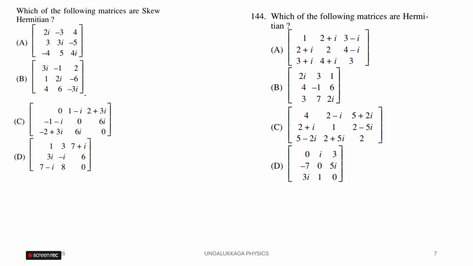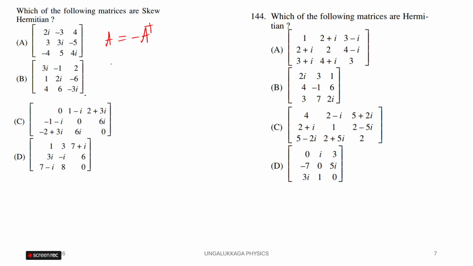Let's move on to the next problem. Which of the following matrices are skew Hermitian matrices? What is meant by skew Hermitian matrices? You have to check for A equal to minus A dagger. That's the condition for skew Hermitian matrices, right?